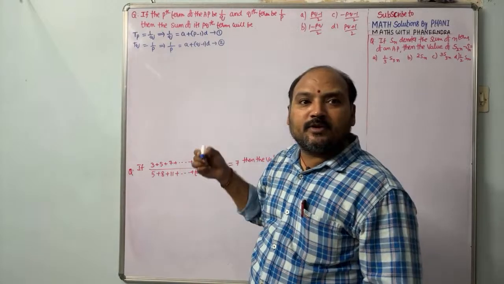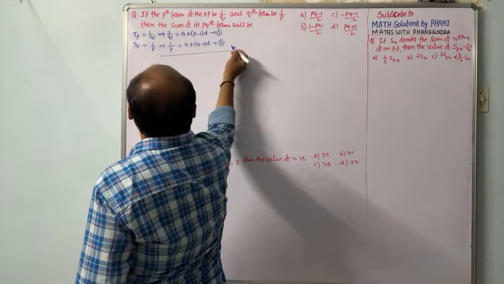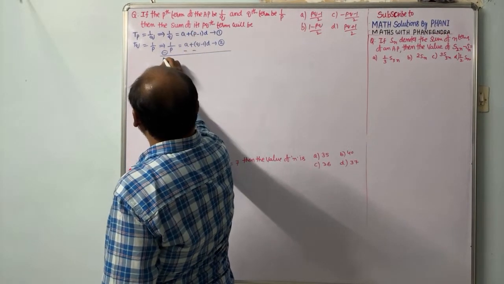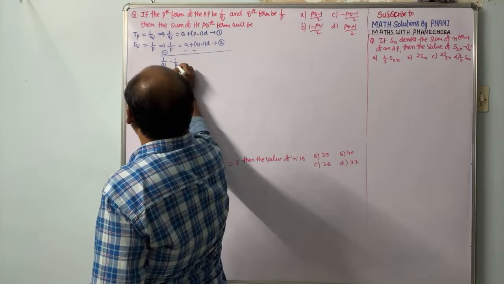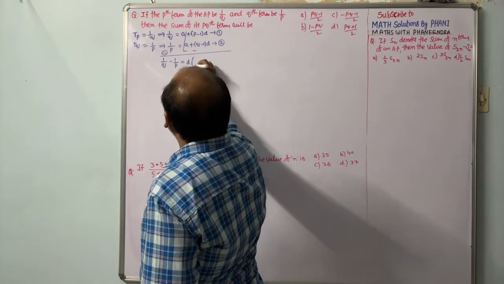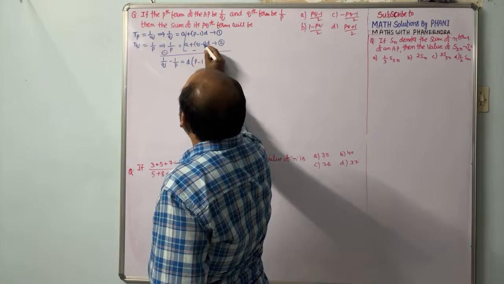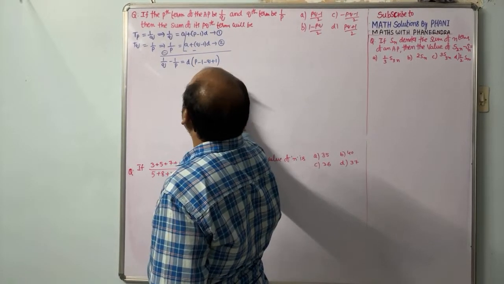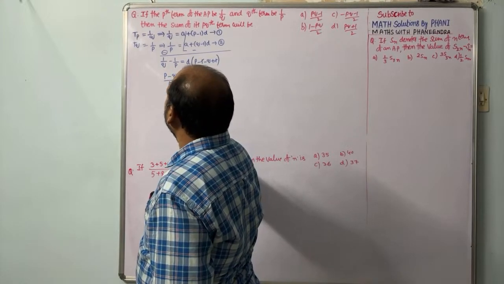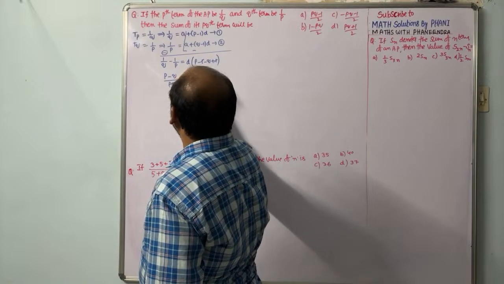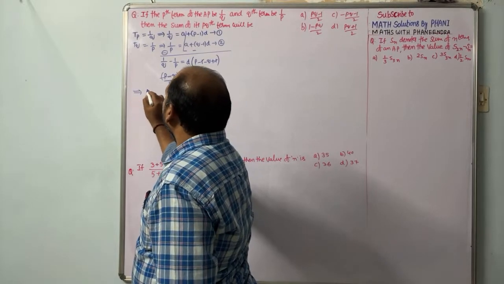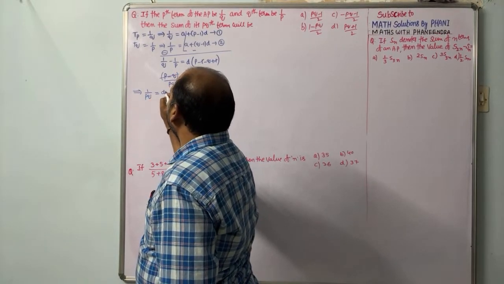Now subtracting equation 1 from equation 2, either 1 minus 2 or 2 minus 1. This will become 1 by q minus 1 by p. Anyway, these two will be cancelled. So d I am taking common, (p minus 1 minus q plus 1). So here also (p minus q) divided by pq is equal to d into (p minus q). Here p minus q and p minus q get cancelled, so 1 by pq is equal to d.